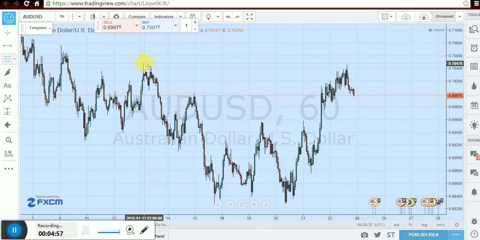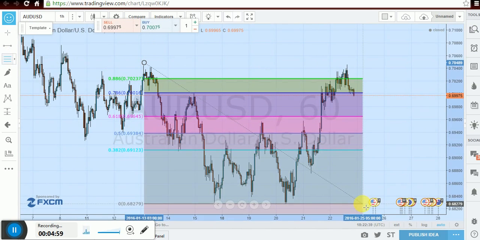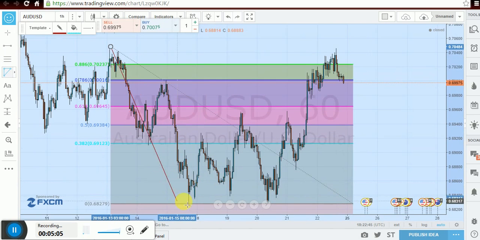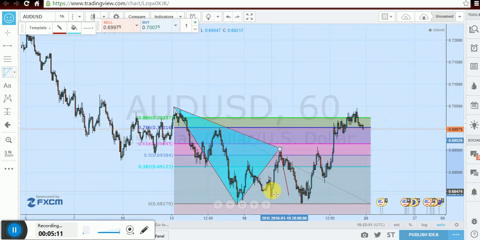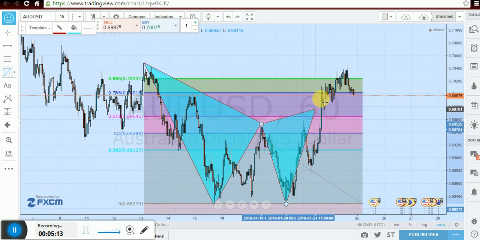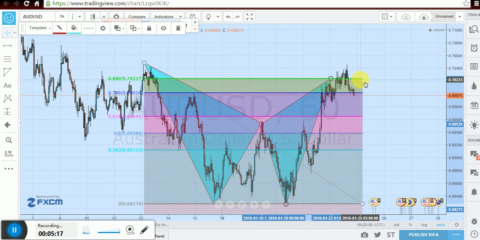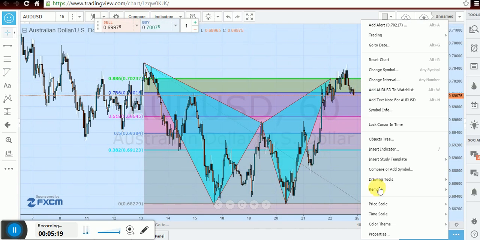Let me show you guys. We got the X to A leg, we got a 50% retracement. So if I bring in my triangle, X to A to B, B to C, C to D. So we had the market complete a bat pattern around 107.22.